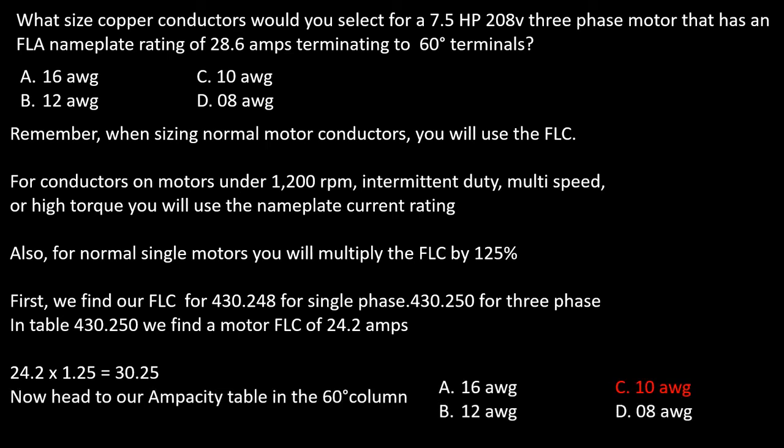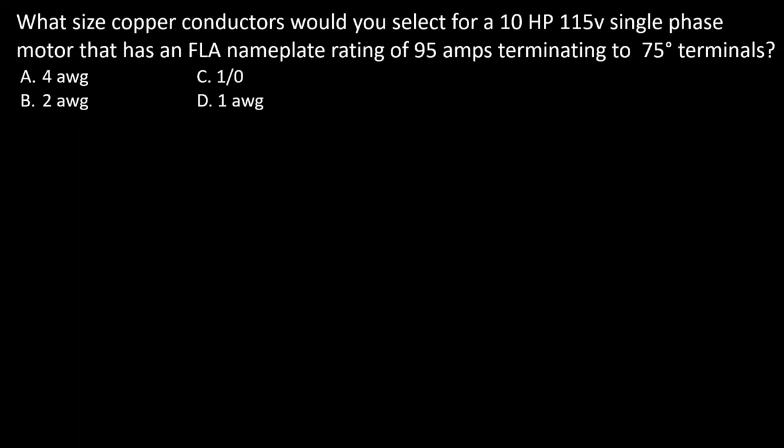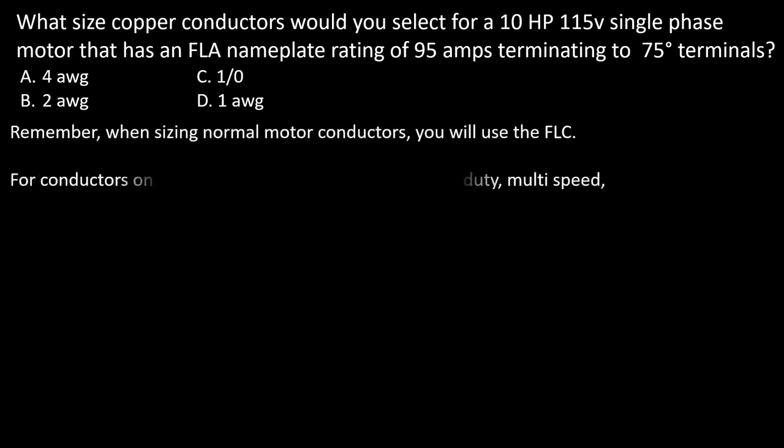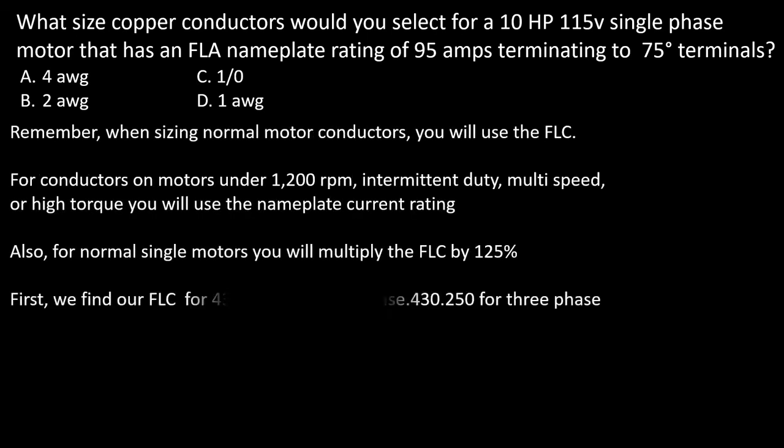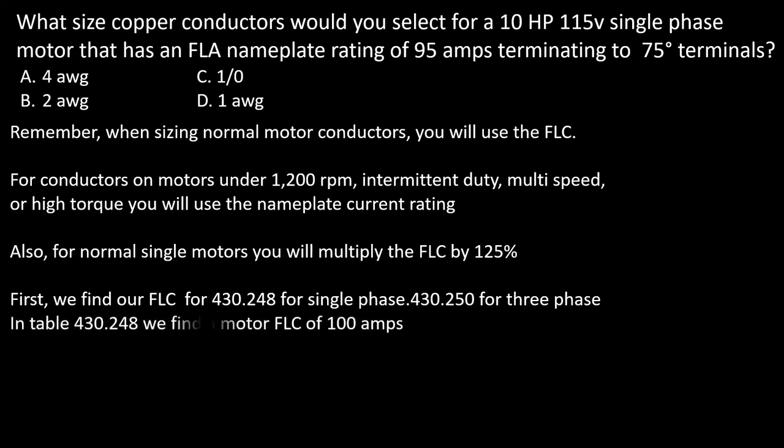Great job. Let's get to it. What size copper conductors would you select for a 10 horsepower, 115 volt, single phase motor that has an FLA nameplate rating of 95 amps terminating to 75 degree C terminals? We're going to go through all of our initial steps. Then when we get here, we're going to change over to table 430.248 because we're dealing with single phase. So when we head there, we do the same process. We find our horsepower, we come over to our voltage, and we're going to find out that this motor has an FLC of 100 amps.